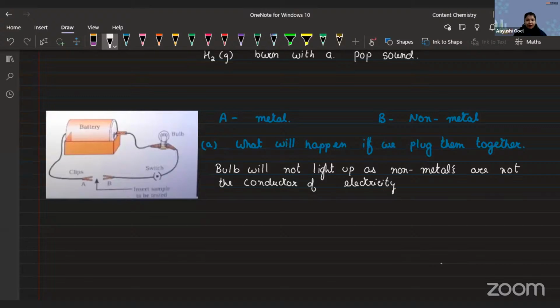Now, an exception type of question. Which non-metal should I take so that it will become a conductor and my bulb will glow? Which non-metal should we take for the bulb to glow?